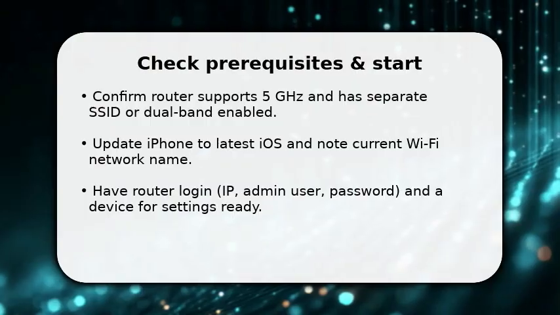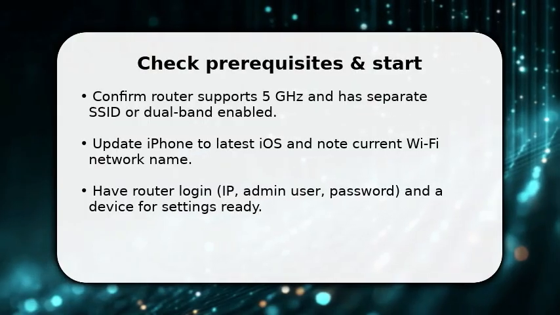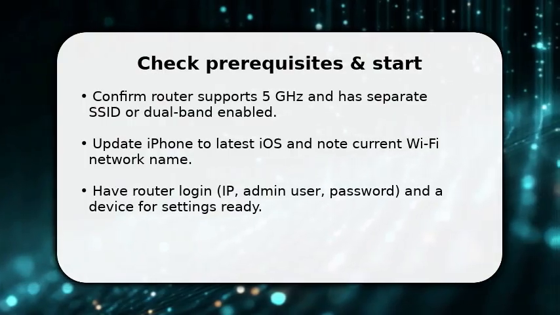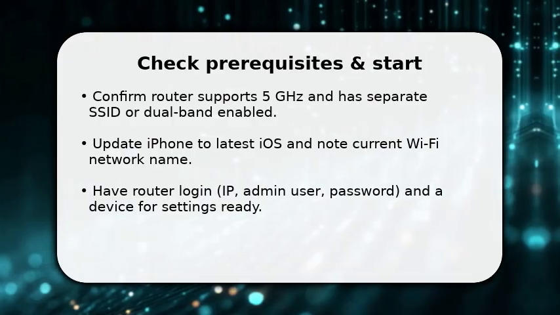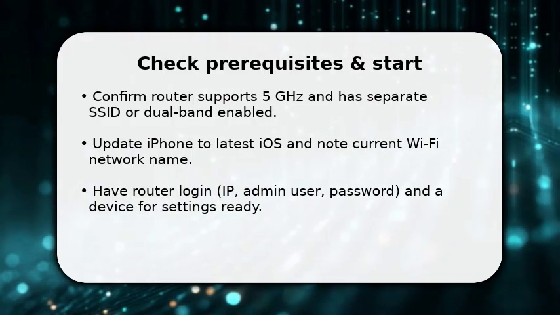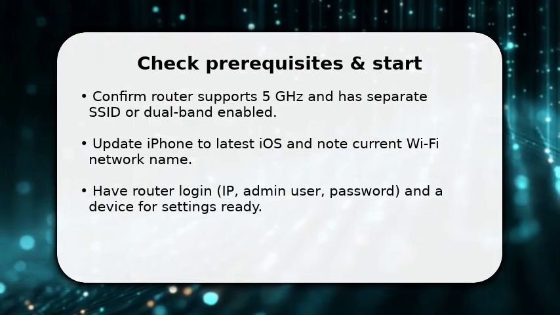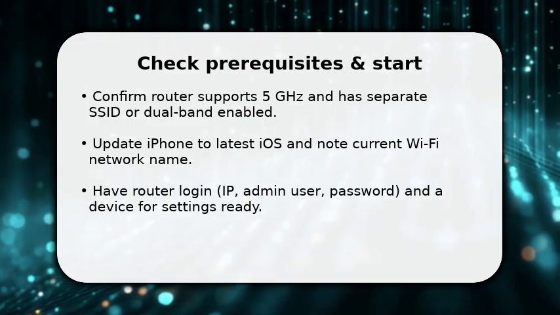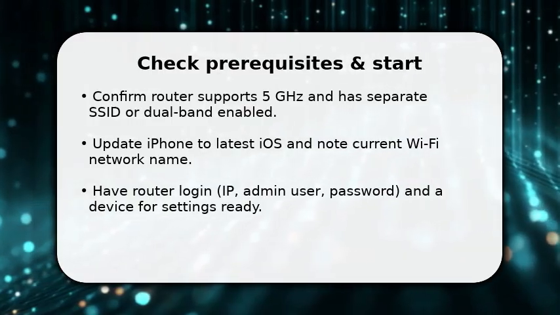You begin by verifying prerequisites. Make sure the router broadcasts a 5 GHz band and your iPhone is updated to the latest iOS so it supports modern network channels. Once done, open Settings and tap Wi-Fi to see available SSIDs. If you don't see a 5 GHz name, you'll change router settings next.